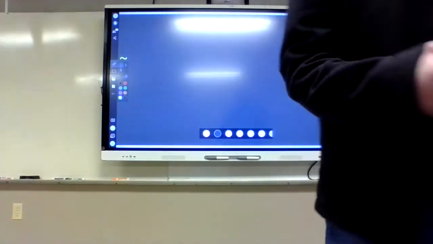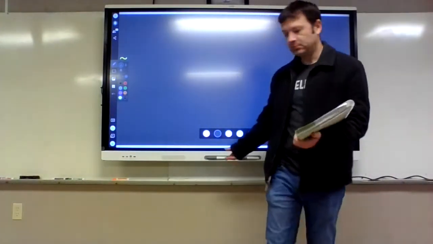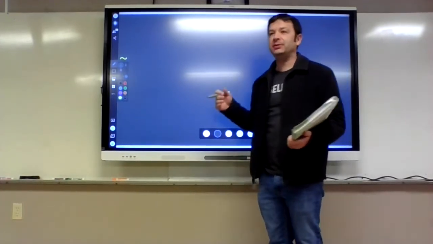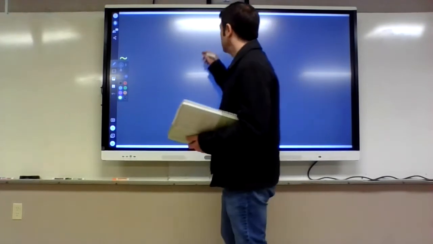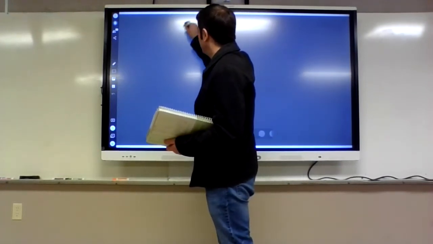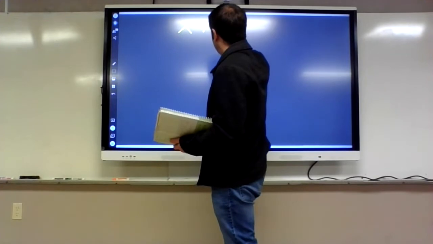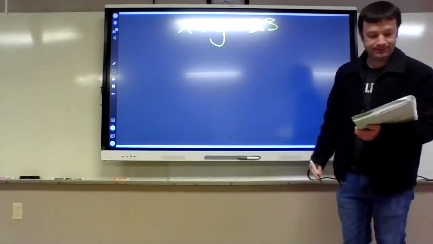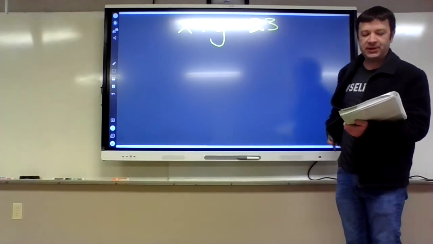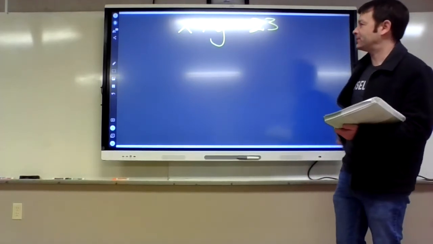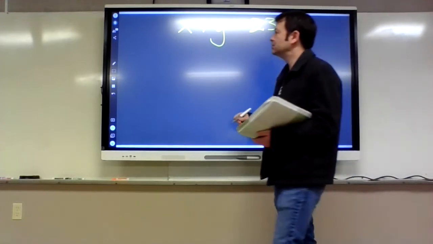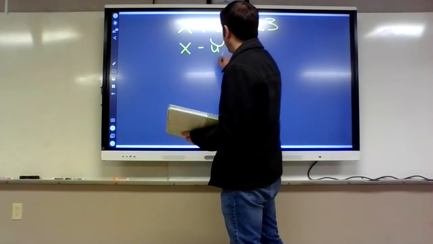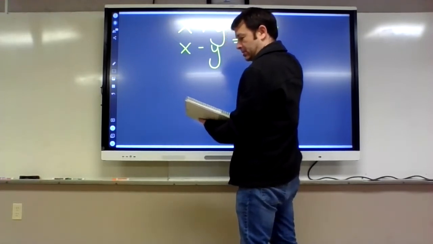Okay, number 37 says the sum of two numbers is negative 23. How do I write that? Sum means what? Plus. So x plus y is negative 23. And it says their difference is 5. What does difference mean? Subtract. So x minus y is 5.